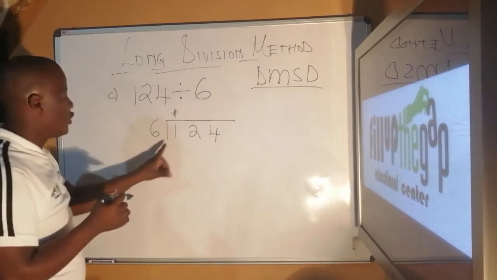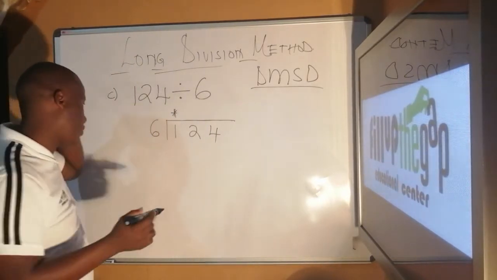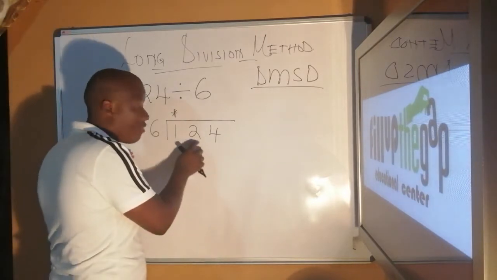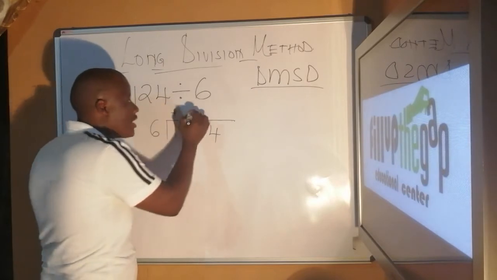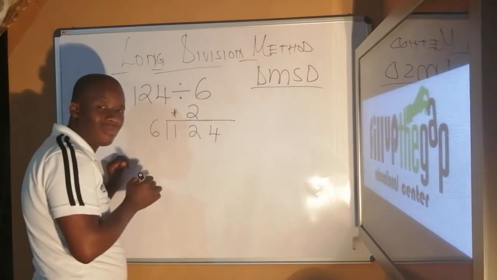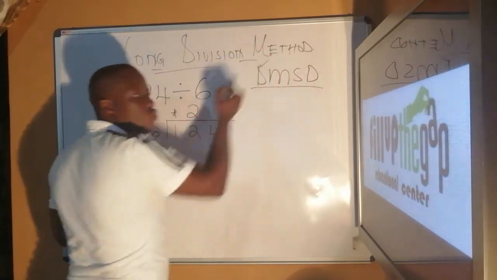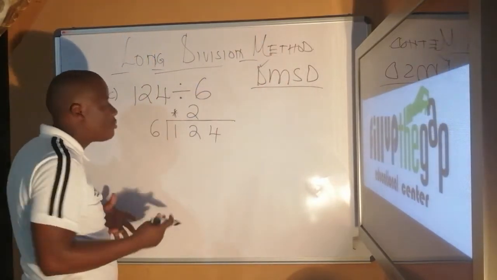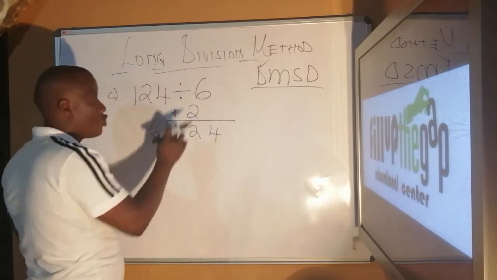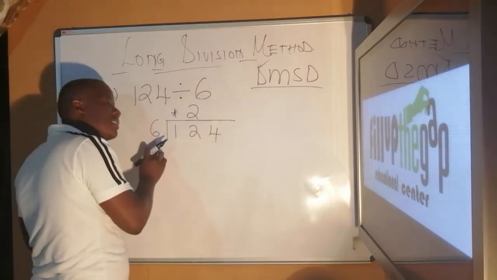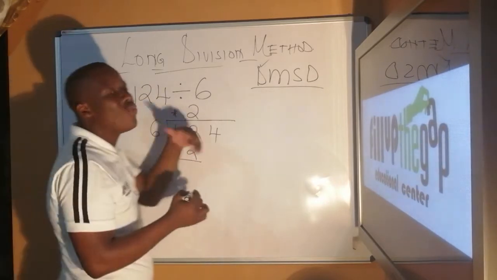All right. So 1 divided by 6 is 0 comma something. We don't write it. We go to where now? 12 divided by 6. So 12 divided by 6 is how much? Is 2. Okay? And then after division, what are we supposed to do? Multiplication. What are we supposed to multiply? We're supposed to multiply 2 by 6. So 2 multiplied by 6 is how much? Is 12. Then from there, we subtract.